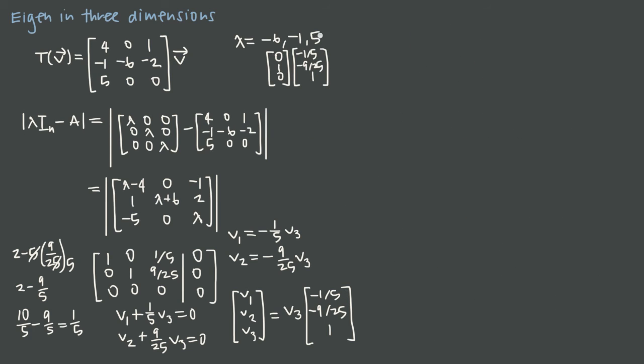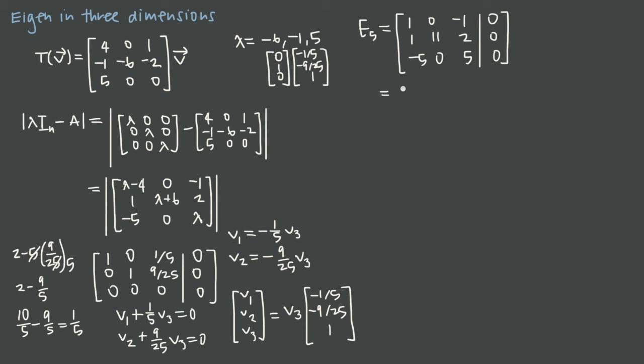And lastly, we just need the eigenspace for lambda equals 5. So for lambda equals 5, we'll plug 5 into this matrix here, and we're going to end up with 5 minus 4 is 1, 0, negative 1, 1, 5 plus 6 is 11, 2, negative 5, 0, and 5. And we'll augment that with the 0 vector to find the null space.